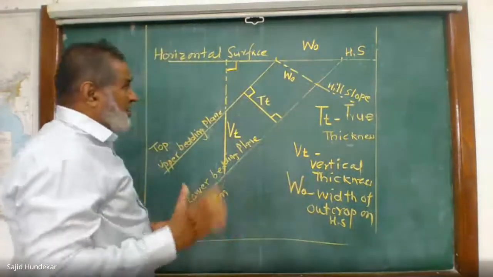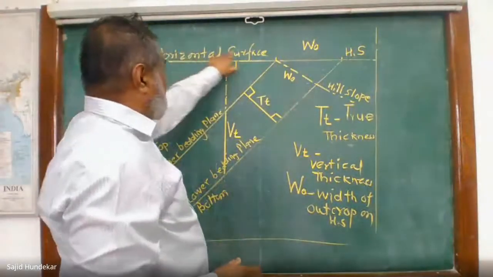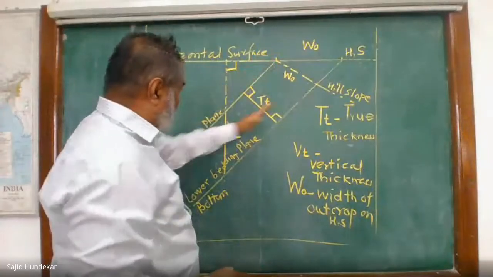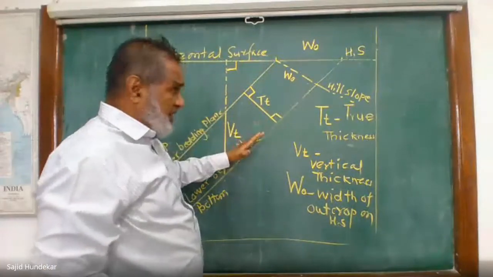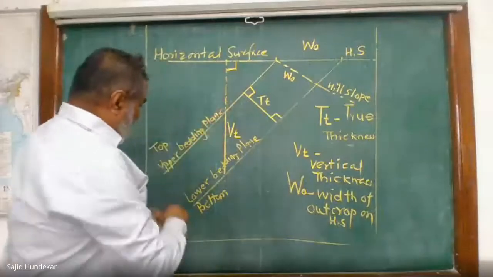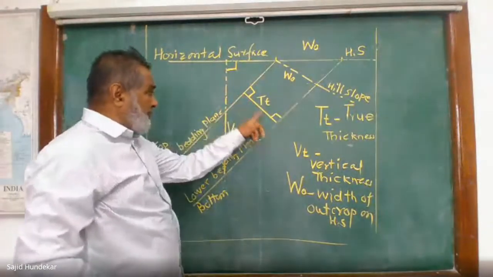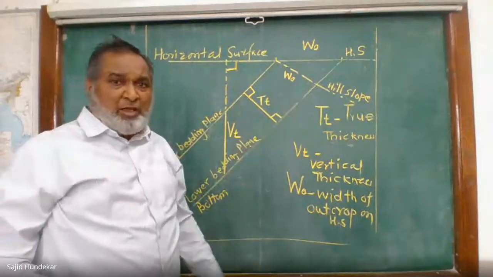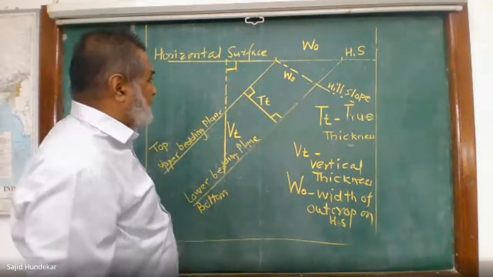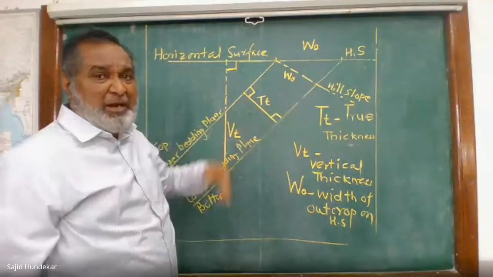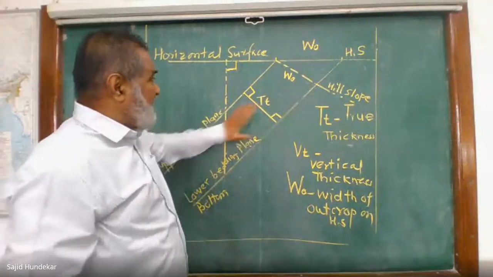So remember the terms. First term, horizontal surface. This is the bed. Top bedding plane, bottom bedding plane, both lines should be parallel. Both should be ending at one point. And now if you measure the perpendicular distance between these two, it is called the true thickness, or the thickness of the bed. True thickness is nothing but the thickness of the bed.